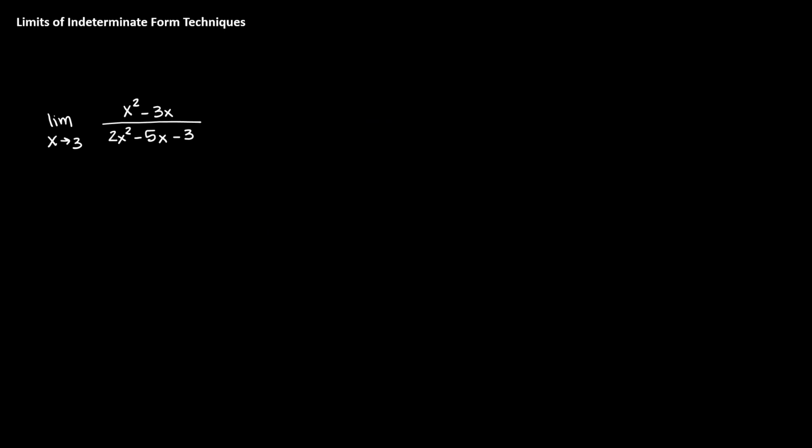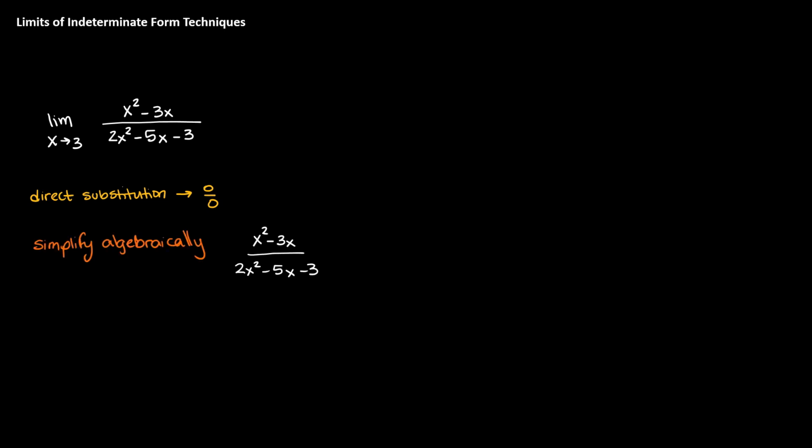Let's try another one. Here we have (x squared minus 3x), all divided by (2x squared minus 5x minus 3). And we're looking at the limit as x approaches 3. We try direct substitution and we get 0 over 0. Plugging 3 into all of those x's causes a 0 in the numerator as well as a 0 in the denominator. So we're going to try to simplify algebraically, just like the last example.